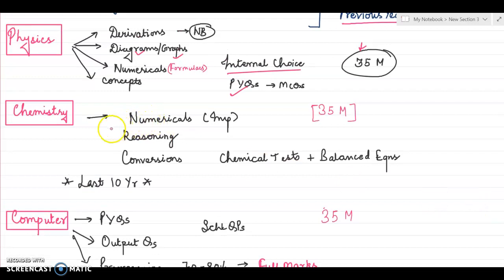Now, chemistry numericals are very important. Reasoning questions, conversions will be asked every year. Chemical tests and balanced equations. If you do not balance your equation, you will lose 1 mark. Even if you practice the last 10 years of chemistry, you will be able to score above 20 out of 35.